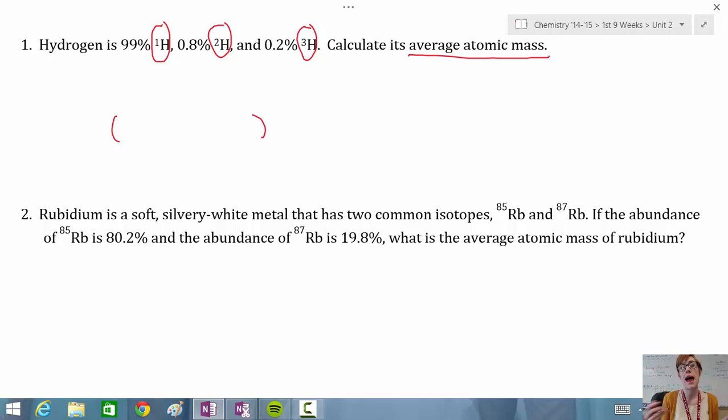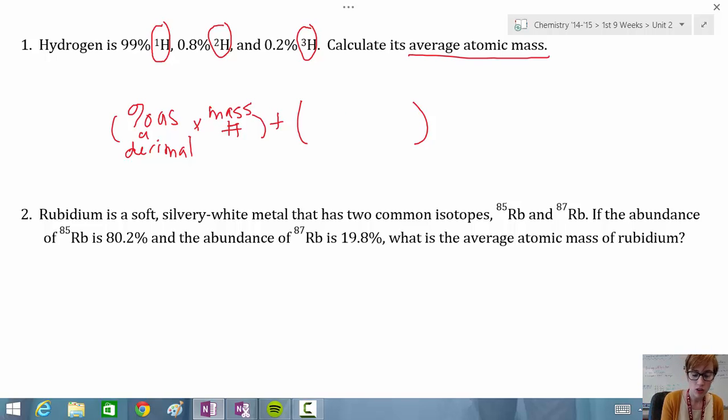Remember, those numbers are the mass numbers of the atoms. So each hydrogen atom has a different mass number. You want to put the percentage as a decimal, and then multiply it by the mass number of that particular isotope. Then you add it to the percent as a decimal times the mass number of the other isotope. You just continue doing this on repeat. All right, let's work through this problem.